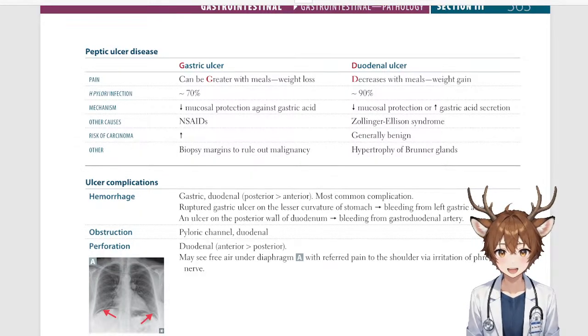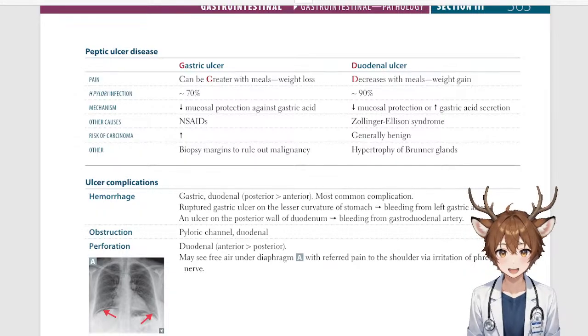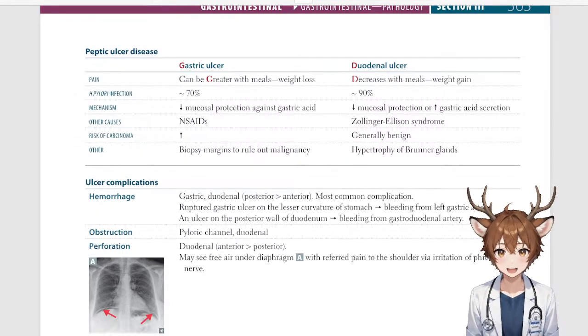And other things they mentioned in your old book, they said that for gastric ulcers, biopsy margins to rule out malignancy. And for duodenal ulcers, they say hypertrophy of Brunner glands. Okay.